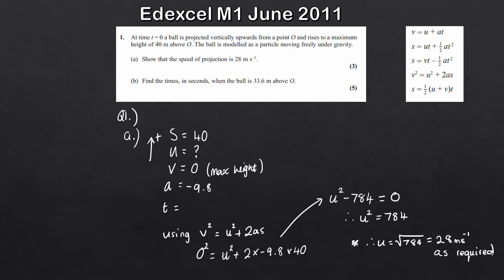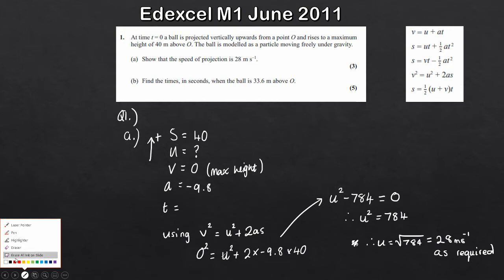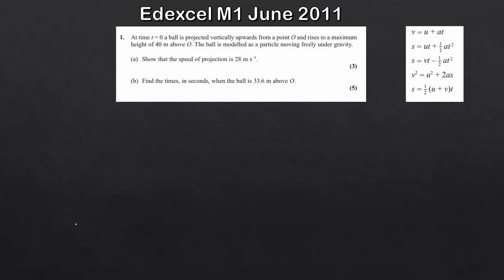Now if we take a look at part B here, we're asked to find the times in seconds when the ball is 33.6 meters above O. Now, in this question, the fact that we're looking for time, so plural, suggests to me that the SUVAT equation we're going to use will have a quadratic in it. Given that we're looking at times, the only two possible formulas that we could use would be the second one down and this third one, because they both have a quadratic term in t, which is what we're expecting. So I've just got to decide which one of these I'm using.